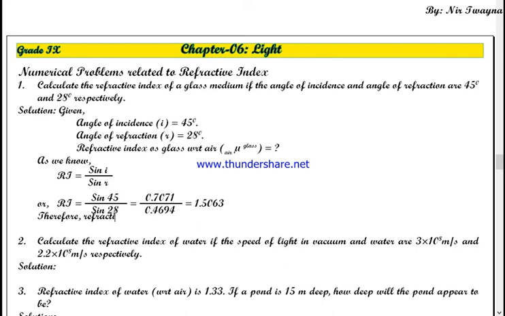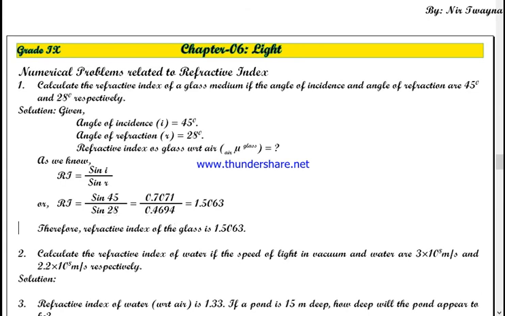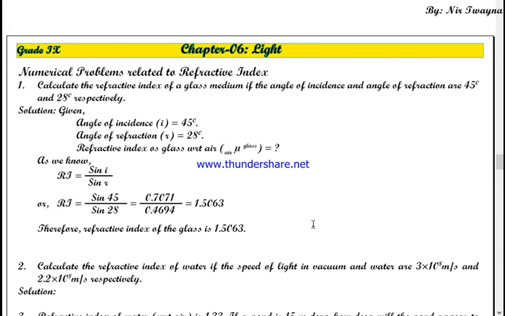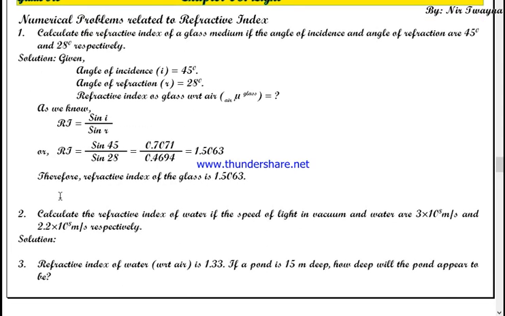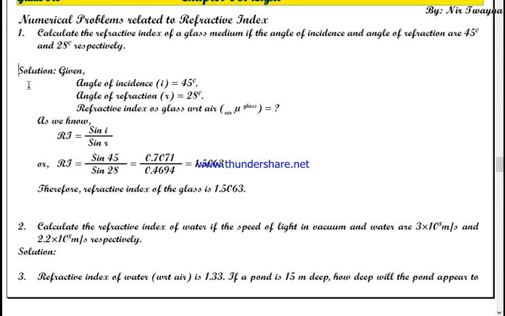Therefore, the refractive index of the glass is, if you take only one digit then it will be 1.5 only, but if you want to take all 4 digits then it will be 1.5063. I prefer to take up to 4 digits in science, that is standard. Okay, any confusion here?